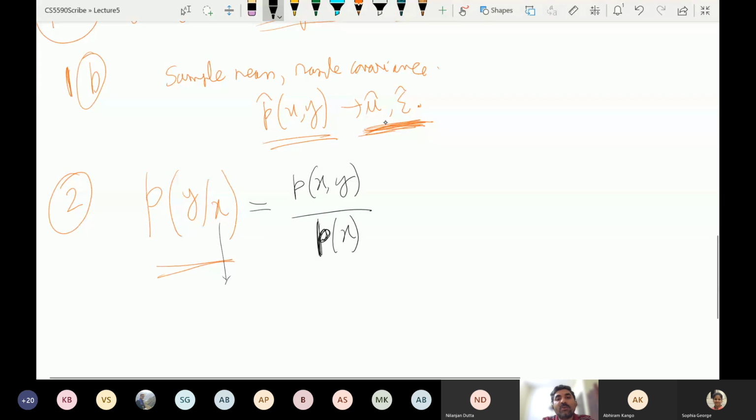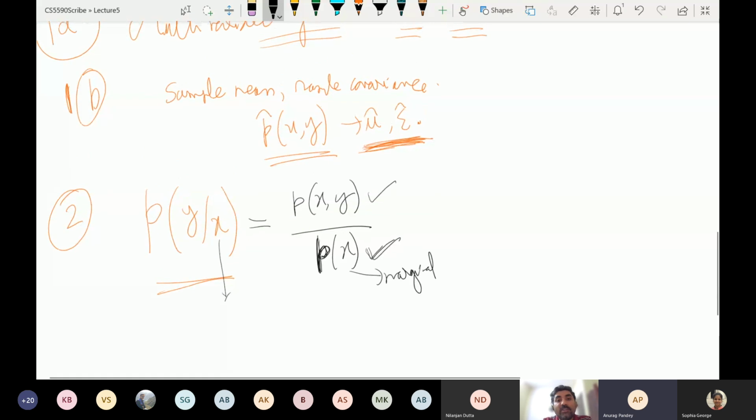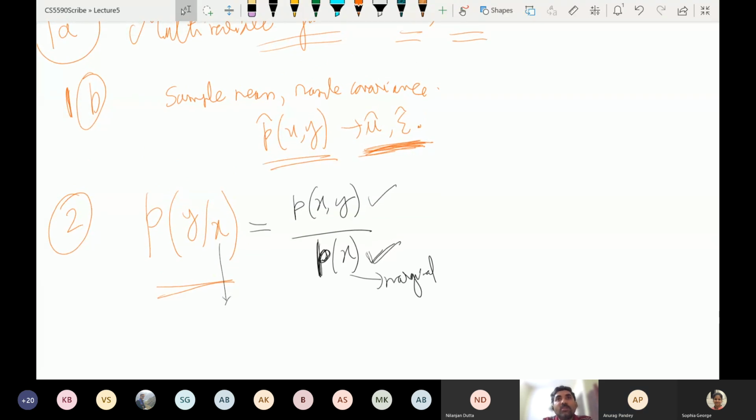Now if you have to compute this formula, this I know, but this I have to compute. How do I compute this marginal? This is called the marginal, right? You have to do an integral over y. So take a minute and try to do the integral over y. Whoever said integral, this is correct, no doubt. But let's compute the integral with respect to y. Just take 2 minutes and do it.